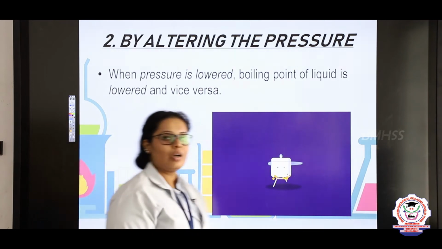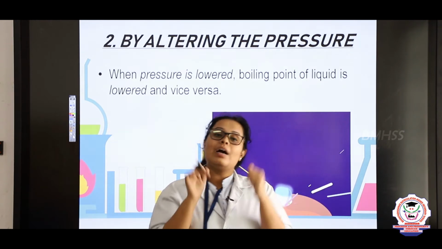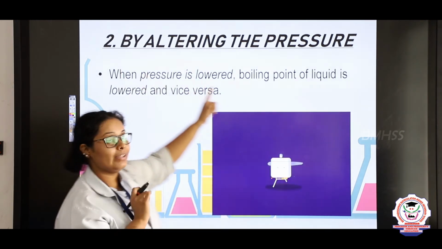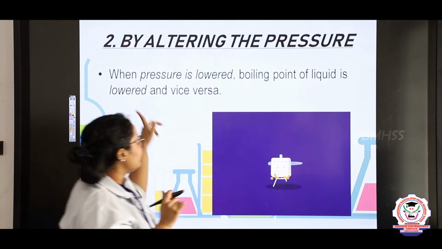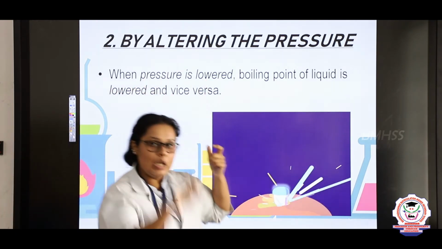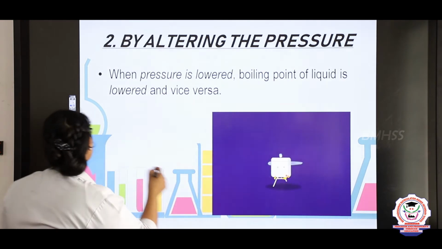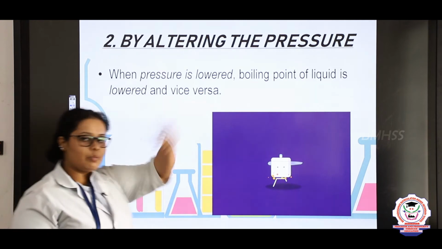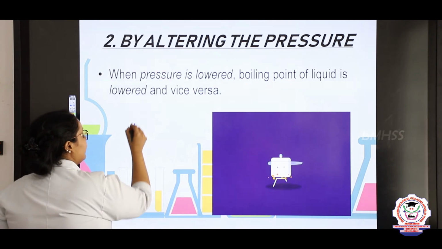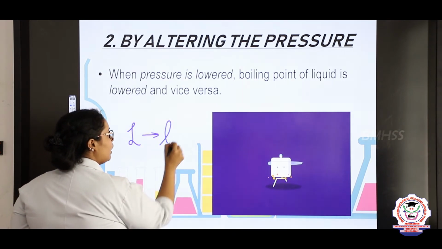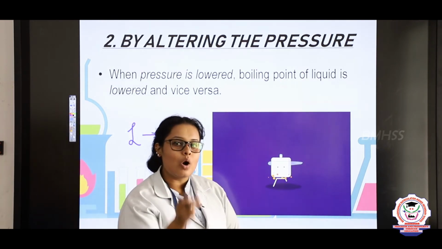So now we have talked about how temperature changes bring about changes in matter, right? Now we should discuss how matter gets converted when we alter the pressure. There is one main point. When the pressure is lowered, the boiling point of the liquid is also lowered. Students, what did we talk about earlier regarding boiling point? Boiling point is the particular temperature at which a liquid gets converted into gas.